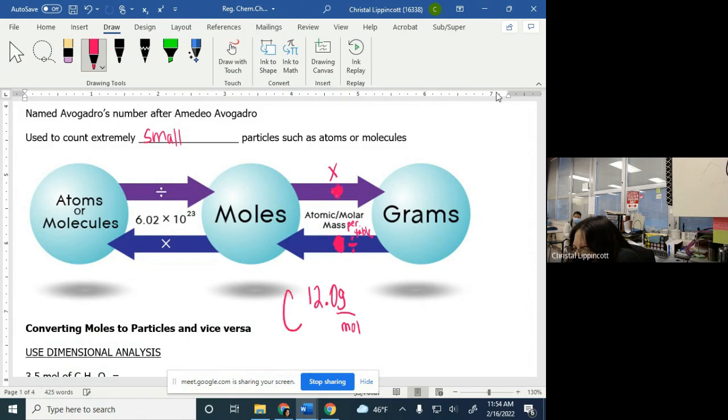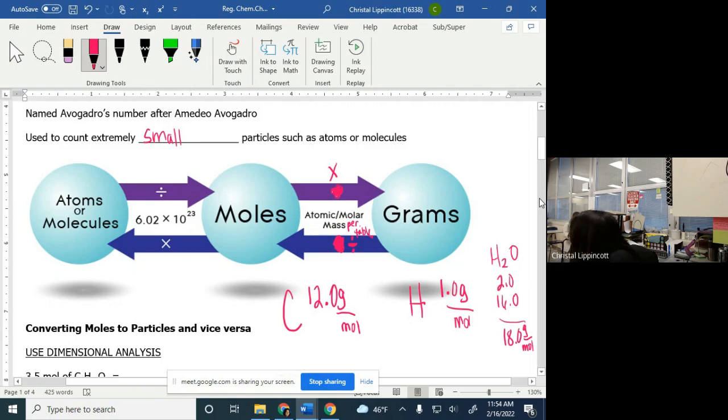This is for carbon. Hydrogen is going to be 1.0 grams per mole. If we want water, we're going to take 2 hydrogens and an oxygen and add them together. That's going to be 18.0 grams per mole. So if I asked you to measure out a mole of water, you go back and give me 18 grams of it. And in that mole of water, there would be 6.02 times 10 to the 23rd molecules.